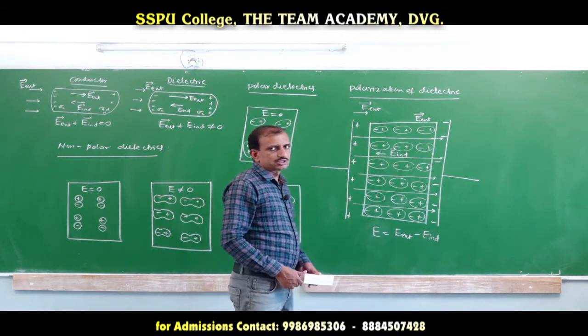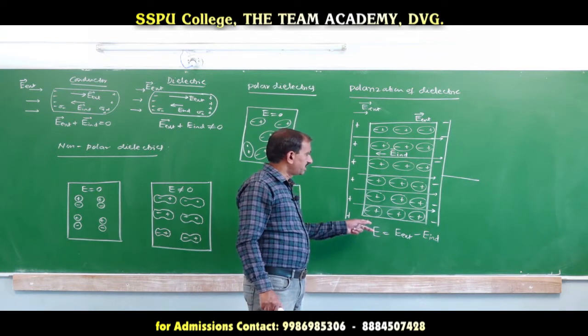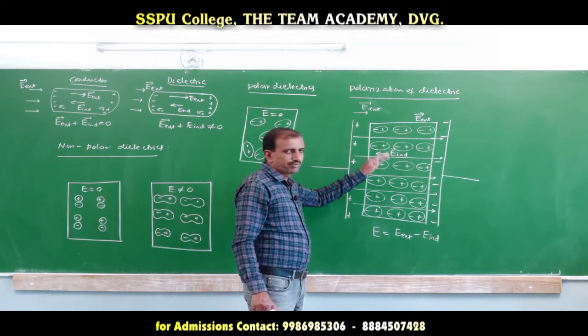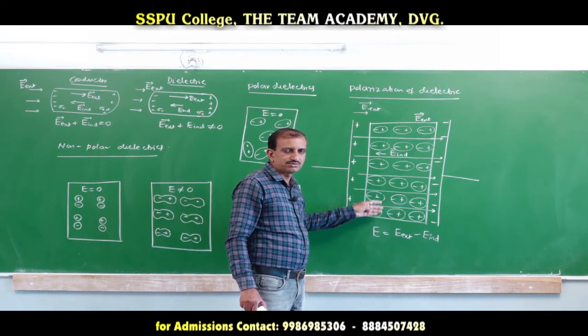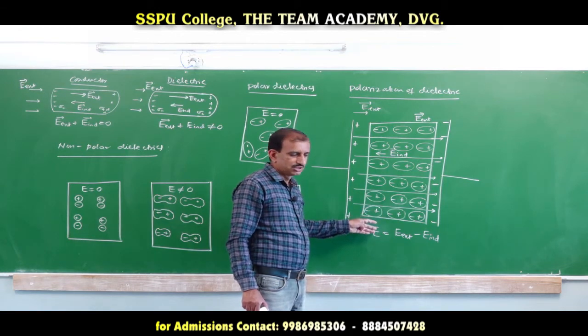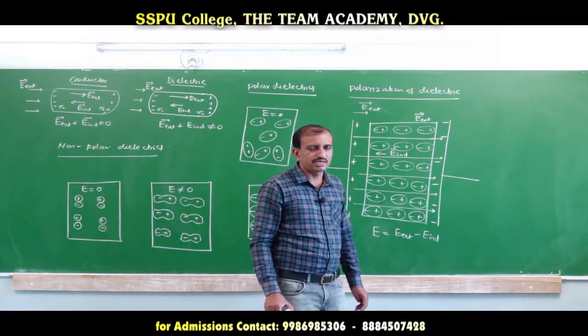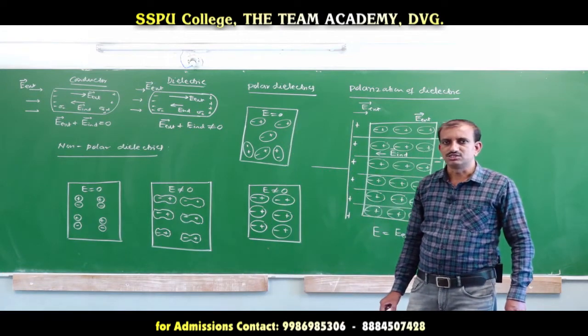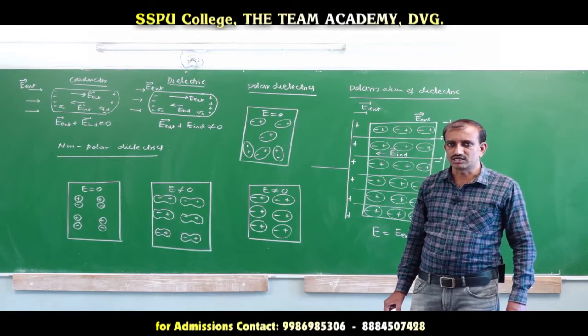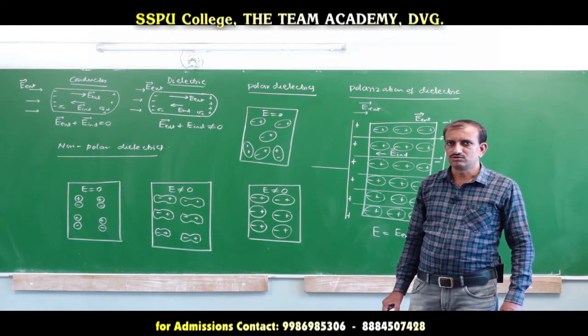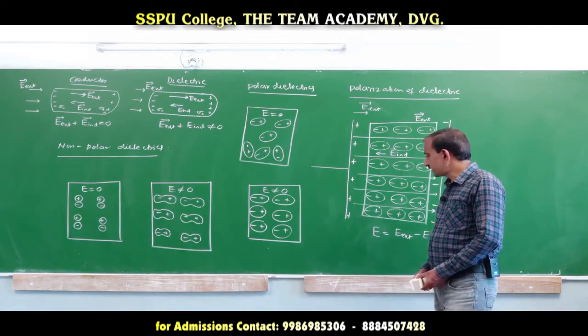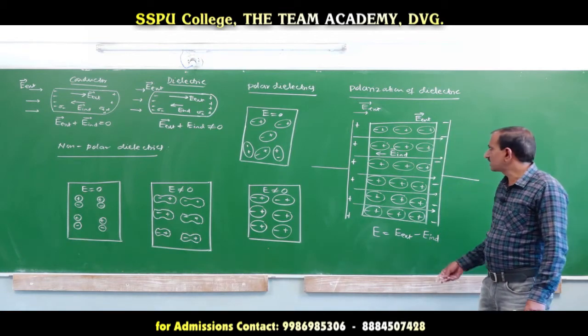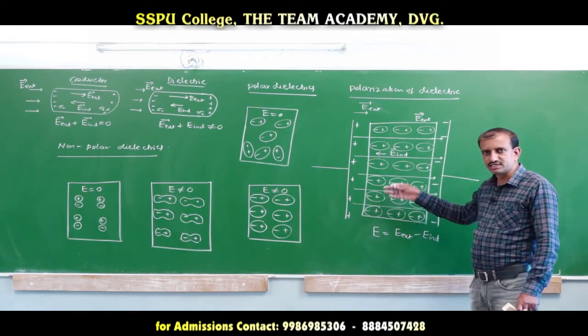Due to the alignment of dipoles, a layer of positive charges and a layer of negative charges is formed. This process of alignment of dipoles in the direction of the applied electric field is called dielectric polarization. Now what happens when the external electric field strength is increased?